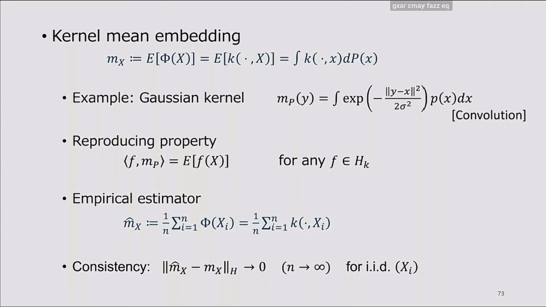And another point is that the mean can be computed very simply. We have feature vectors, and we just take means. The mean is just given by the empirical mean in this way. That's very simple.